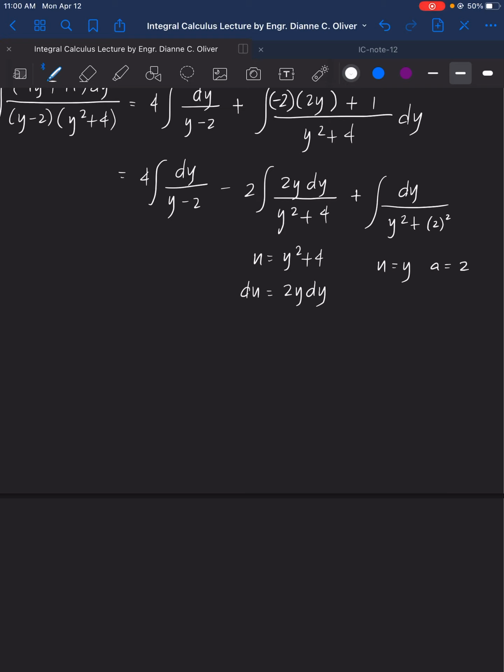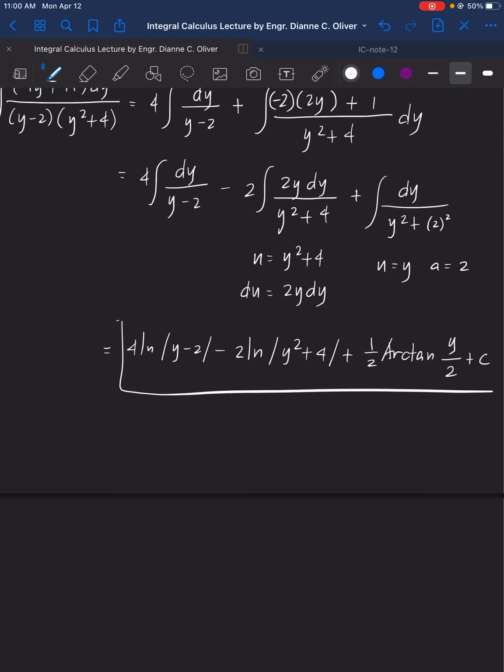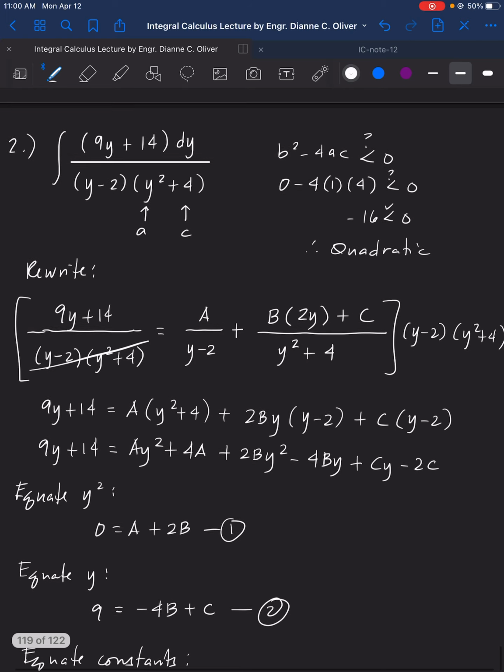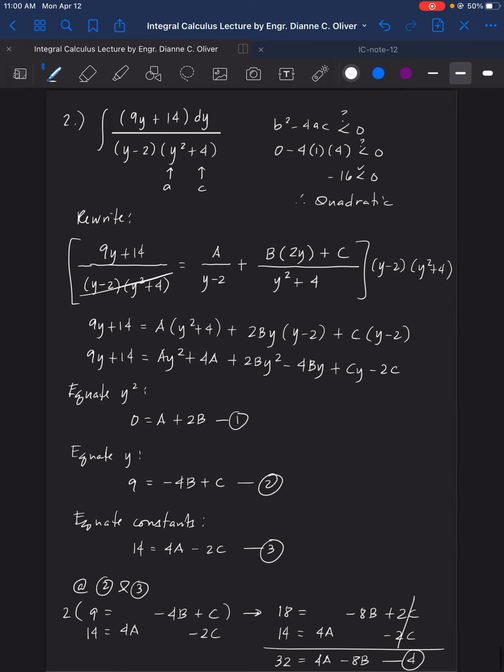Okay. Therefore, this is now equal to 4 ln of y minus 2, minus 2 ln of y squared plus 4, plus 1 over a arctan u over a, plus c. So this is now the answer for number 2. So this is the screenshot first.